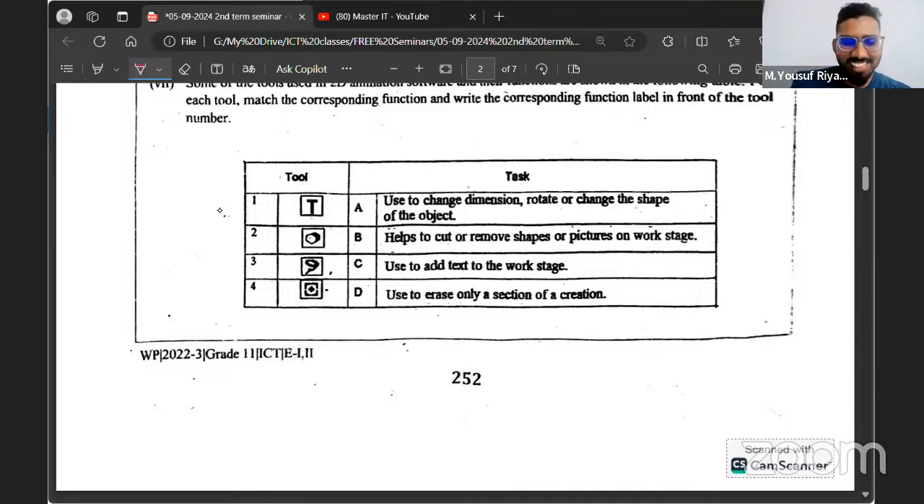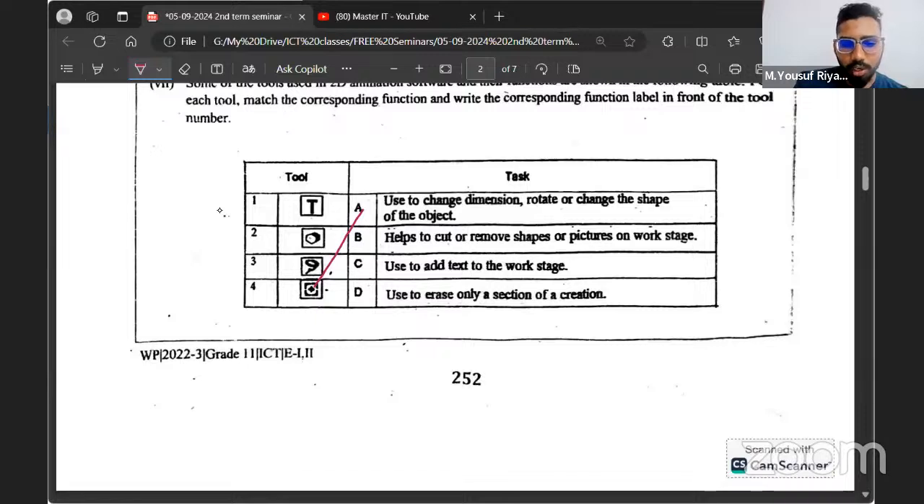Anyway, to change the dimension, rotate, or change the shape of the object, which tool are you going to use? One, two, three, or four? Yes, that's going to be tool four. And that's called the scale tool, right?